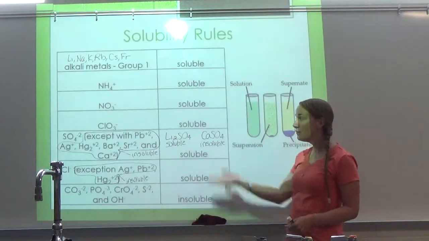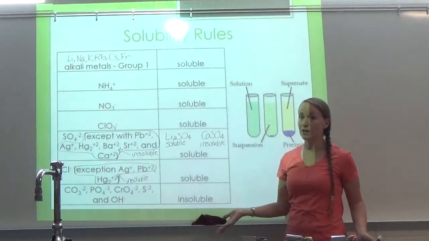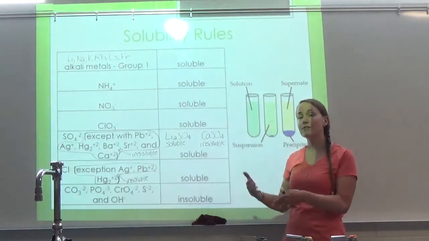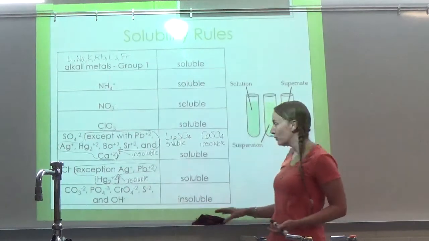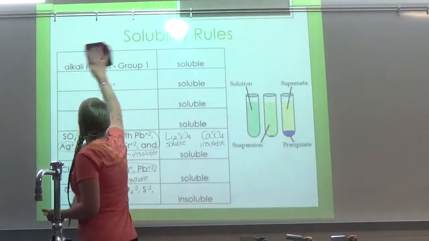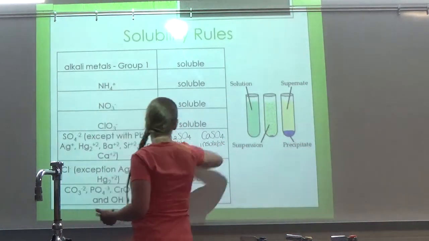Because if you notice, not every element or ion is on here. If it's not on here, you just have to find what is on here to be able to tell what's going to happen. All right, so first, let's just determine whether things are soluble or insoluble.